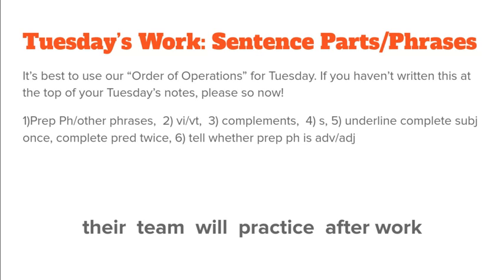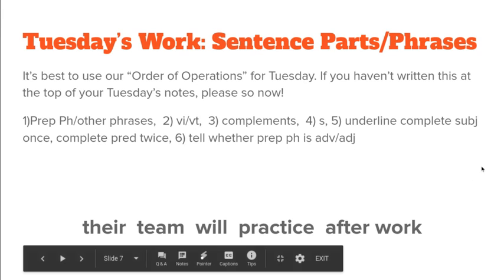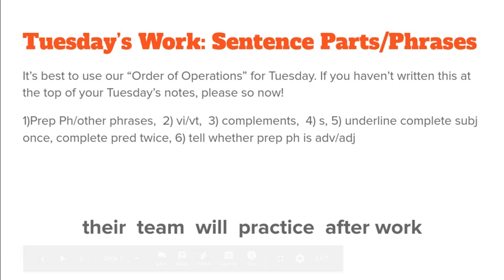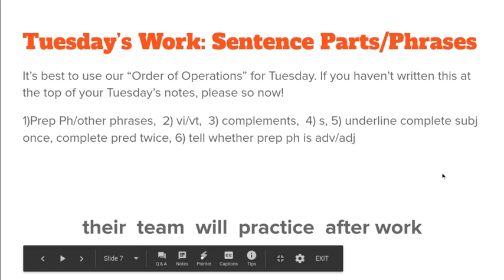Fourth thing you do is then label the subject. So you ask, who or what will practice after work? And that tells you the answer to that. Then 5, underlining the complete subject once and the complete predicate twice. And then number 6, they tell whether the prep phrase is adjective or adverb. And then they're done with Tuesday's work. And if they do all of those things, if they miss any other word, then it's a minimal problem. And that's something that we can easily fix when we go over it at the end of their DGP time.